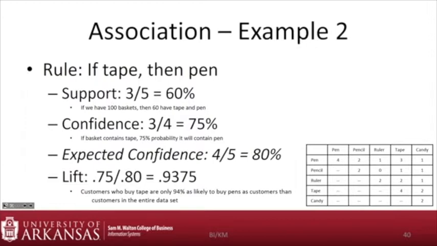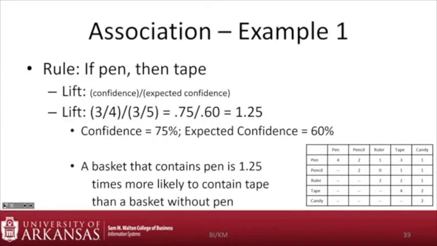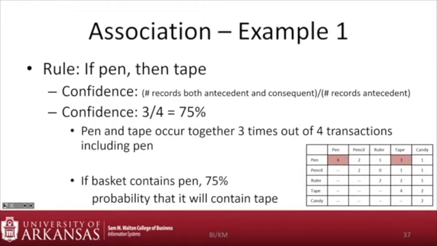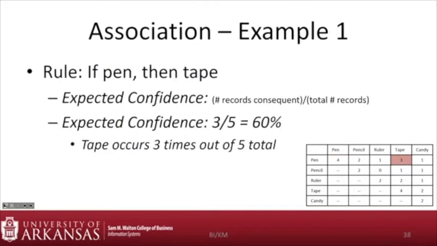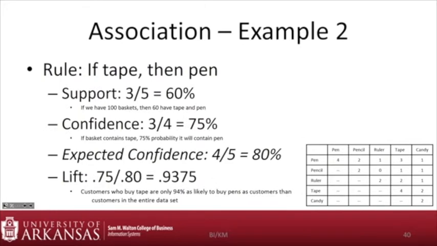The confidence, right, is the number of records in both the antecedent and the consequence divided by the number of records in the antecedent. So how many times does it both happen? It happens 3 times. And here the antecedent is, I probably should come up with different numbers. So again, we're still looking at 3, but this time we're looking at this 4.